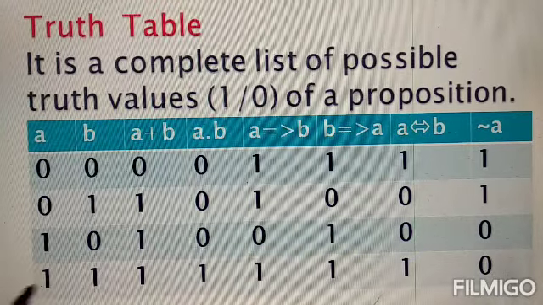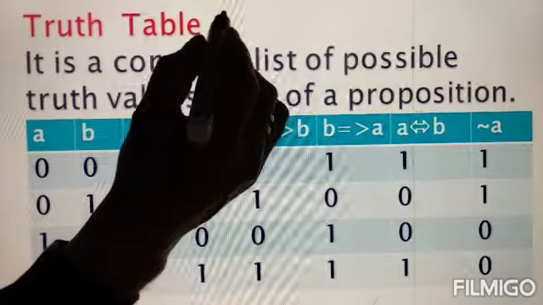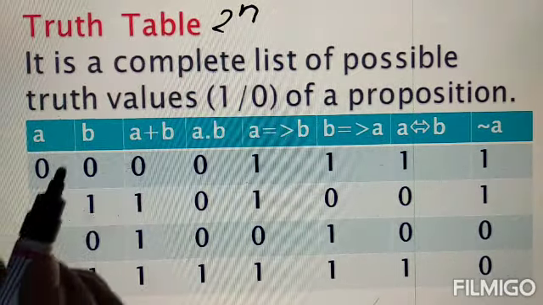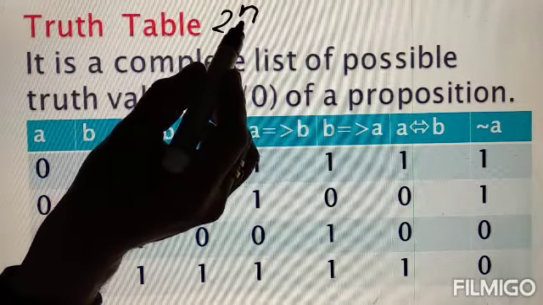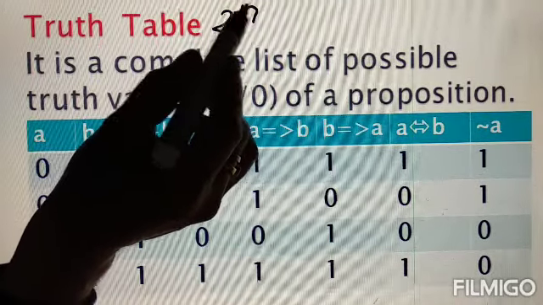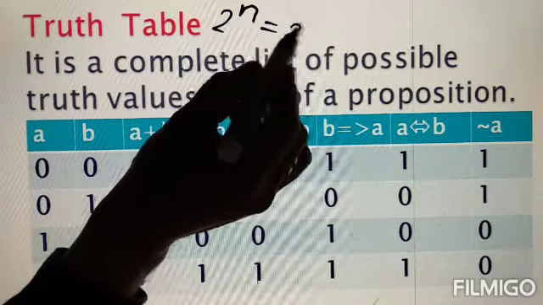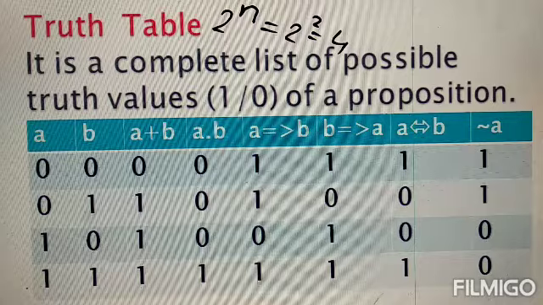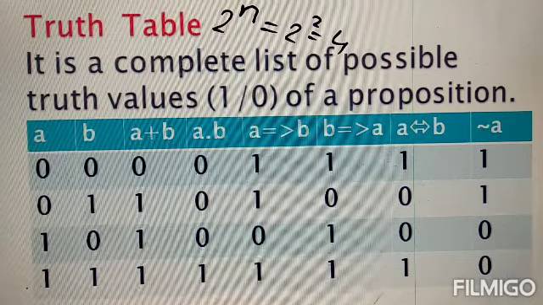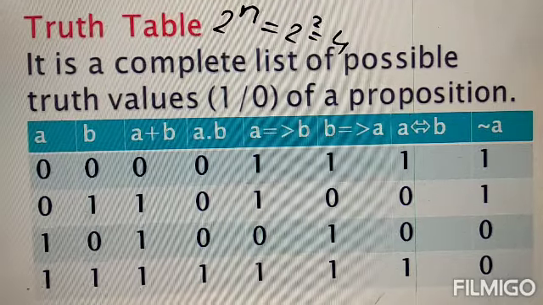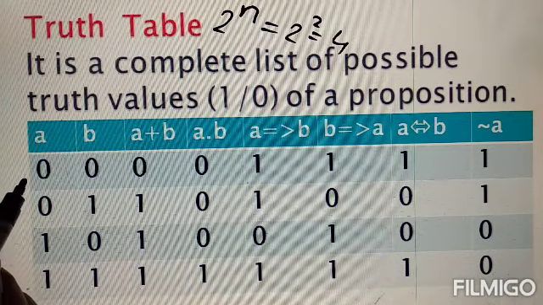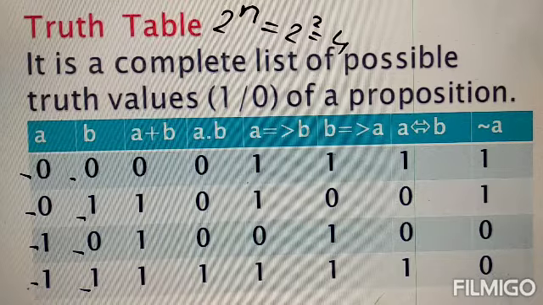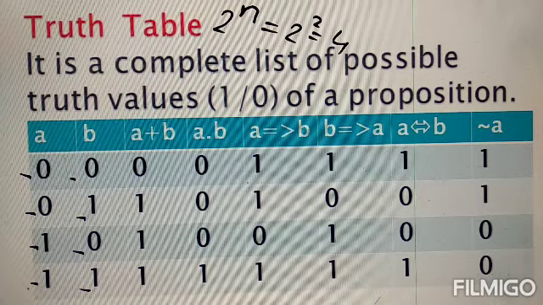In a truth table, 2 to the power n combinations are required. N represents how many variables are used. A, B are the two variables used, so it's 2 to the power 2 and it is equal to 4. It means in this truth table there will be 4 combinations. Where are these 4 combinations used? One is this: 0 0, 0 1, 1 0 and 1 1. These are the 4 combinations used.